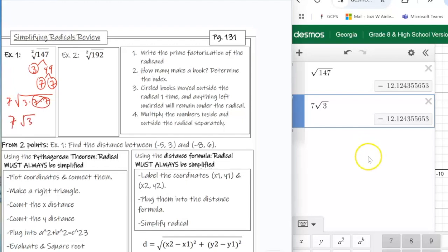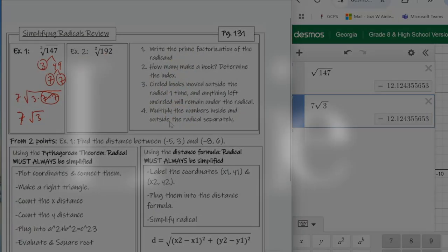All right, so pause the video at this point and go ahead and complete example 2. Here are your steps if you need them. Let's practice.